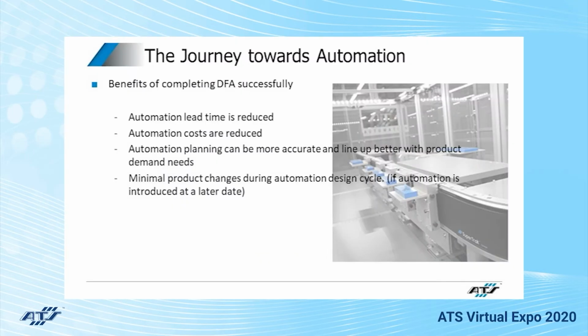If completed correctly, there are quite a few benefits of the DFA process. The automation lead time is reduced. The automation costs are reduced because multi-op stations, buffers, or complex stations may no longer be required. Automation planning can be done more accurately and line up better with the product demand needs. And if not needed right at the gate, minimal product changes will be required later if automation is introduced in the assembly cycle.